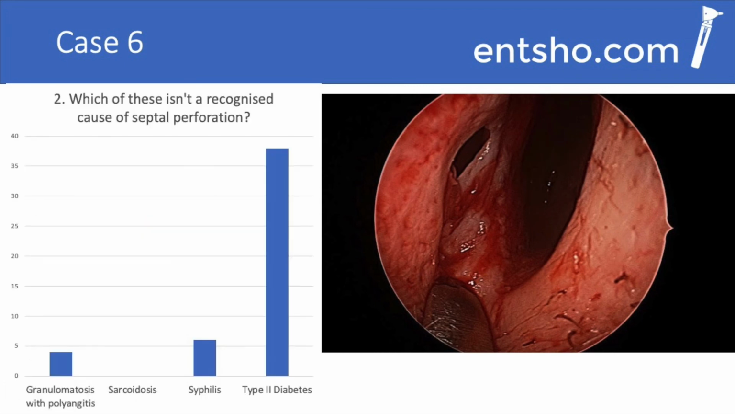So it's type 2 diabetes, doesn't have a relationship with septal perforations, although there's lots of possible causes. So trauma being very common, nose picking, nose surgery, nasal cautery, various kind of rheumatological conditions, so granulomatosis with polyangiitis, rheumatoid arthritis, and then sarcoidosis, or infected things, so syphilis and TB can both cause it.